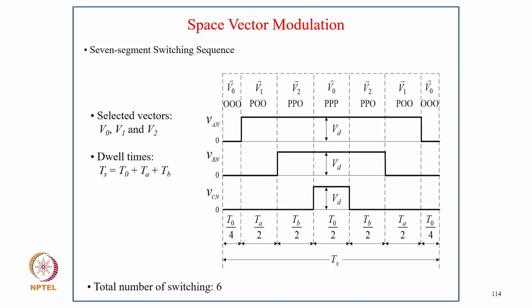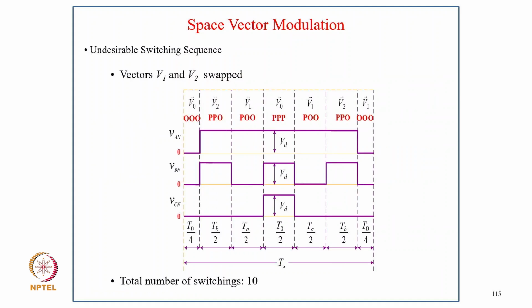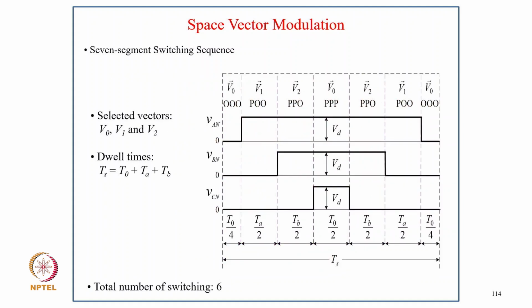If you divide the period into different parts, starting from TA, TB, you have the different states. So you have the two zero vectors, 0 0 0 and P P P, to reduce the number of switchings. And here the undesirable sequence is where vectors V1 and V2 are swapped, and the total number of switchings goes to 10. Here the switching is only 6.